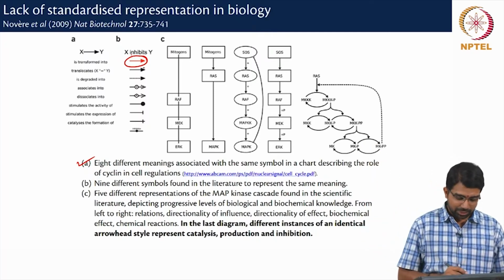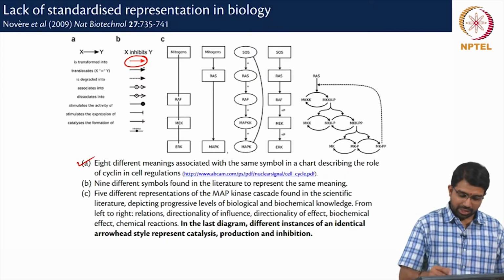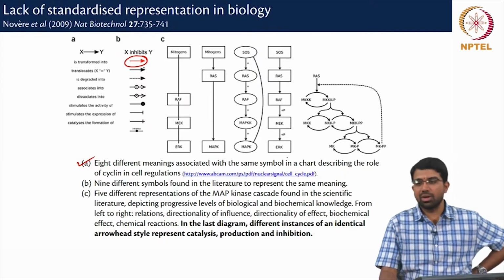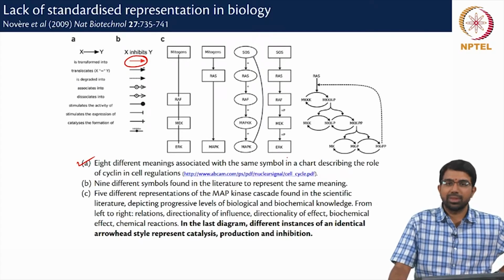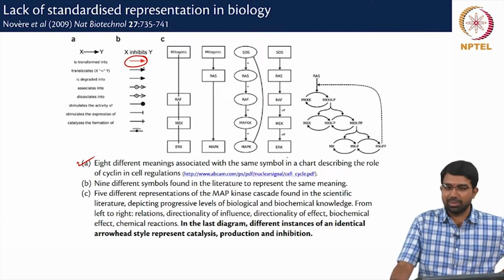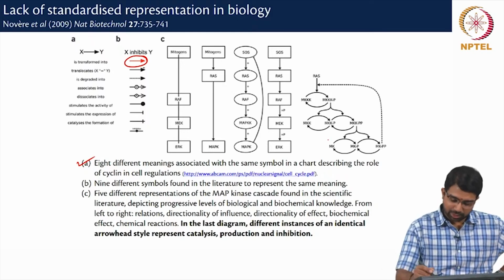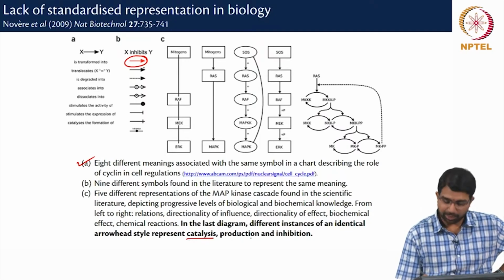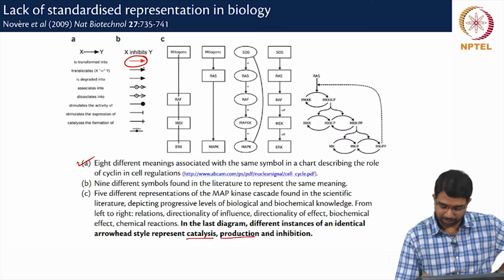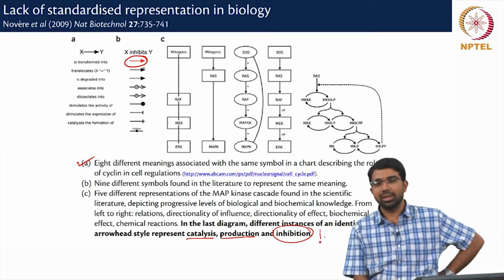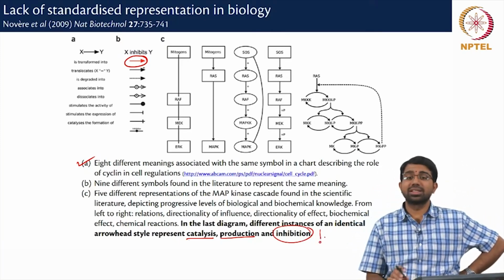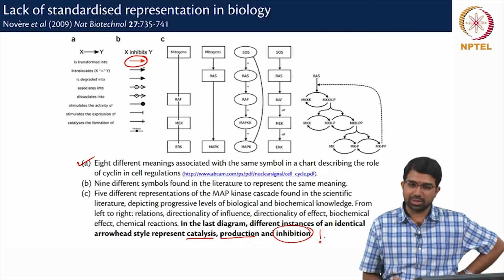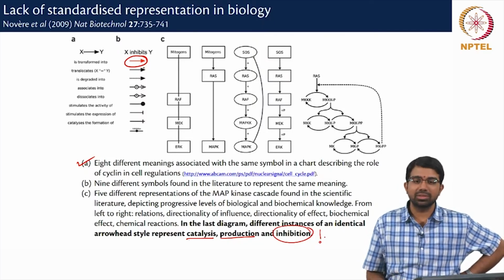All these become problems, and here there are 5 different representations of the very same pathway, the MAP kinase pathway, a very popular signaling pathway. And in the last diagram, you see that different instances of an identical arrowhead represent, depending upon the case, catalysis, production or even inhibition. So, it gets really challenging to read these figures. How do we make these figures?